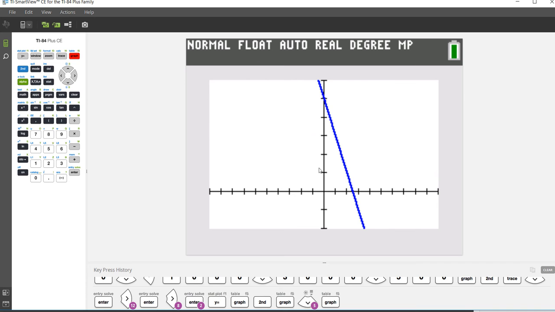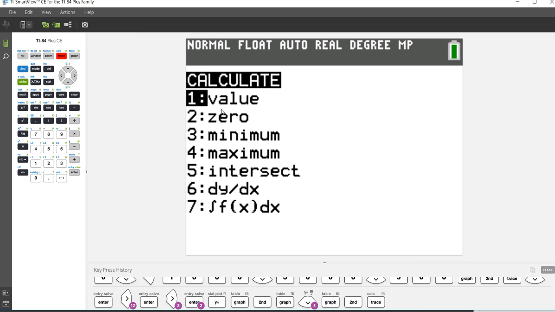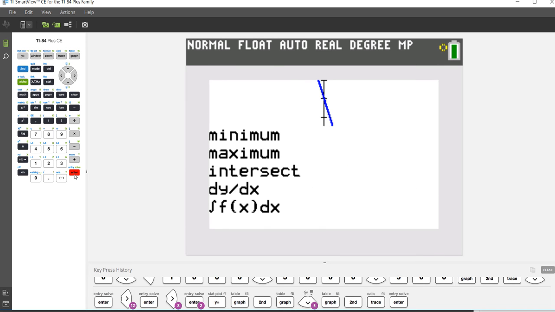Is x equals 30 on this graph right now? Remember, each tick mark in the x direction is 10. So that's 10, 20, 30. X equals 30 is on the graph. I'm going to hit second, calc, value. Value is what I want, which is number 1. So I'm just going to hit enter.